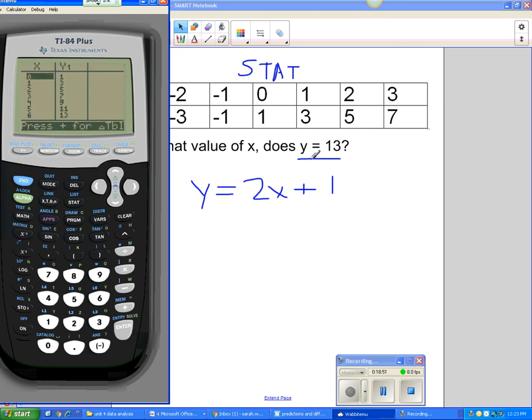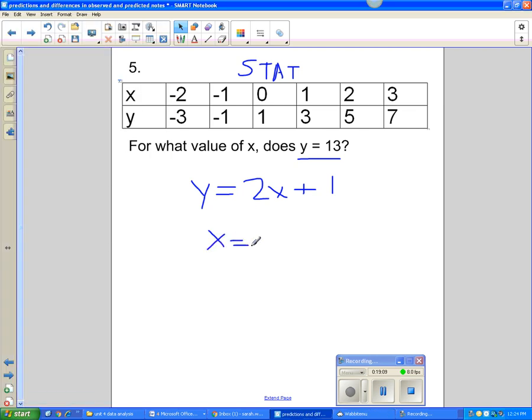Okay, now look, it's saying y equals 13. So this one's different than the other problems we were doing. This one's y equals 13. So here's the y column, and you want y to be 13. So you go down, y is 13 when x is 6. X equals 6. So that's your answer to that one.